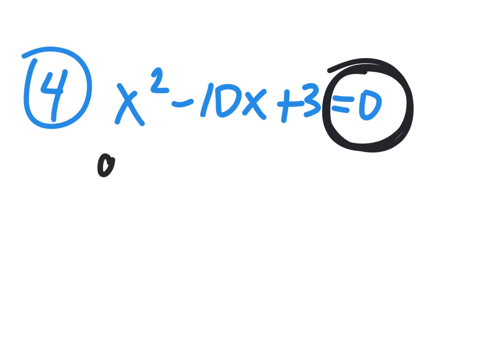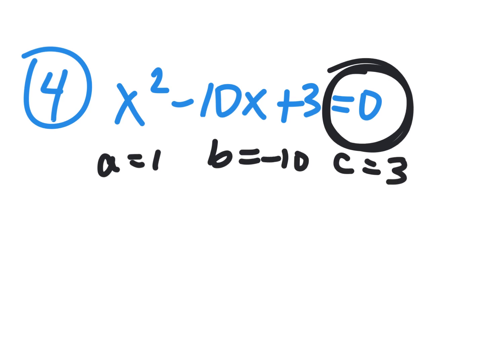Okay, so I know A is 1, B is negative 10, C is 3. You don't have to write that out. You can just know. I'm just trying to make it really clear. Those are the 3 things. I'll highlight them. A 1, a negative 10, and a 3. Now I just got to put them in the quadratic formula.